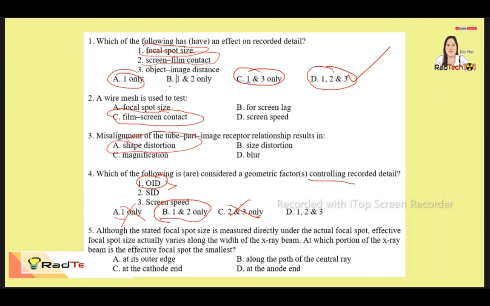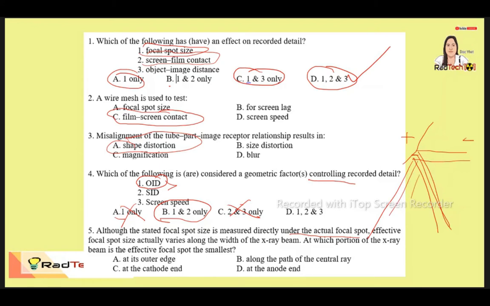So, number 5. Although the stated focal spot size is measured directly under the actual focal spot, effective focal spot size actually varies along the width of the X-ray beam. So, di ba, for example, ito yung ating anode. Then, we have here the actual focal spot. Ito yung ating actual focal spot. And then, yung X-rays natin will go here. This is the cathode side, this is the anode side.